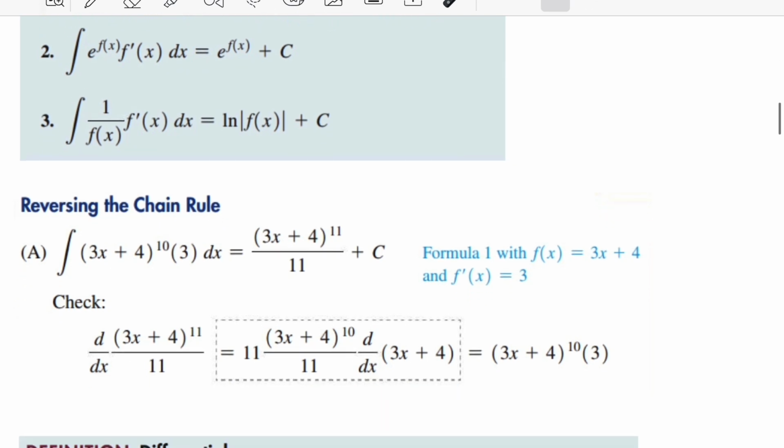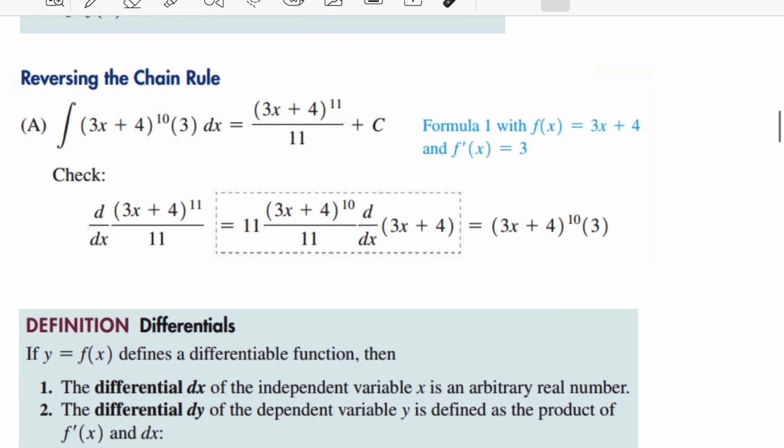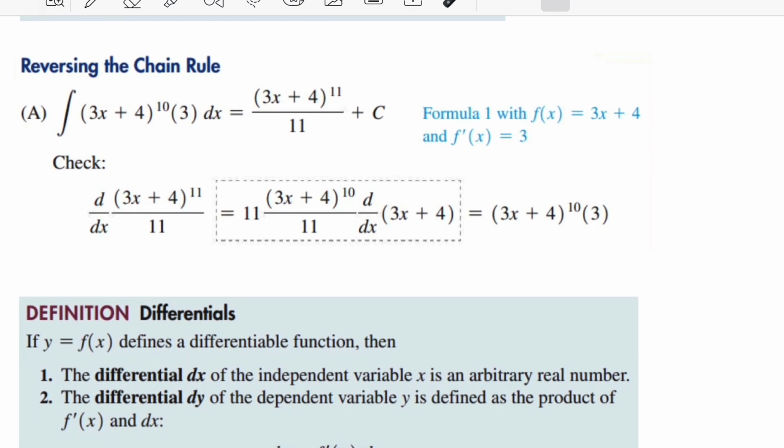All right. Next, we want to look at the definition of differentials. So if y is equal to f of x defines a differentiable function, then the differential dx is going to be of the independent variable, and the differential dy is of the dependent variable y. So dy is going to be f prime of x dx. Okay?